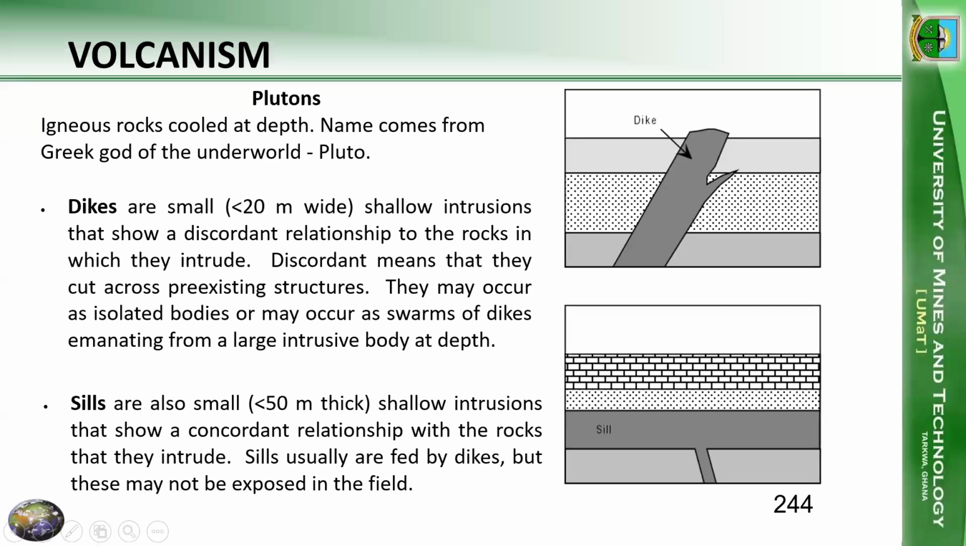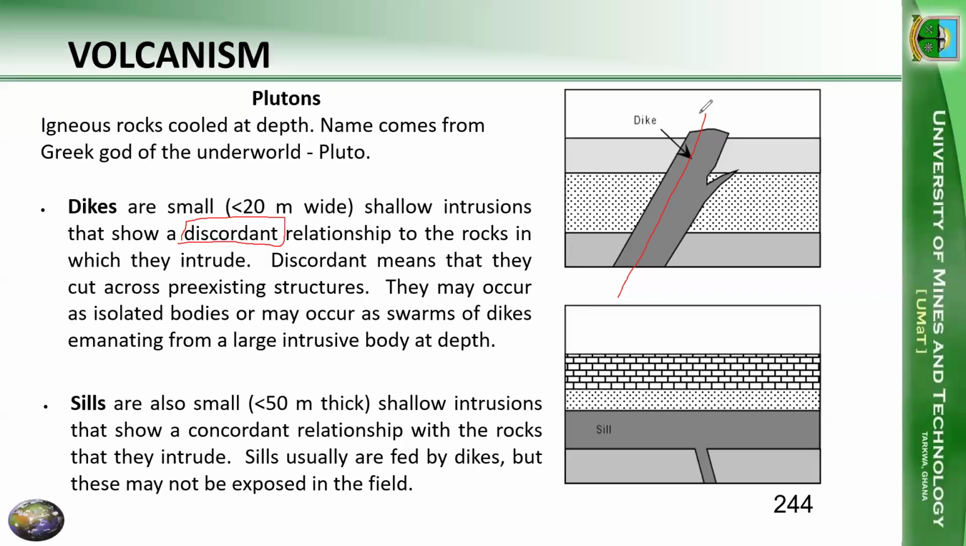So as far as the intrusions are concerned, we can talk about the dikes, which cut across pre-existing rocks. So these are intrusions that cut across pre-existing structures. And the geologic term for that is discordance. Discordant. So a dike is a shallow intrusion that shows a discordant relationship. Discordant means cutting across the rocks in which they intrude.